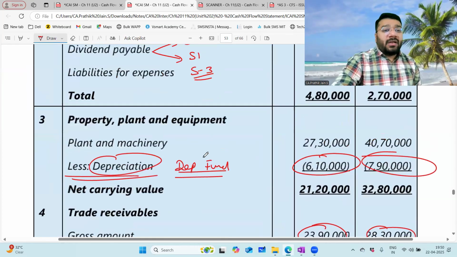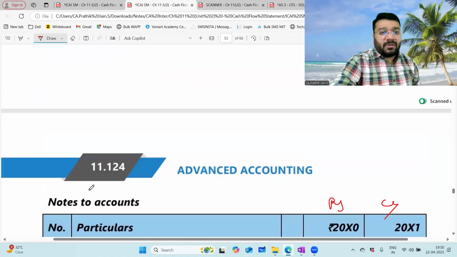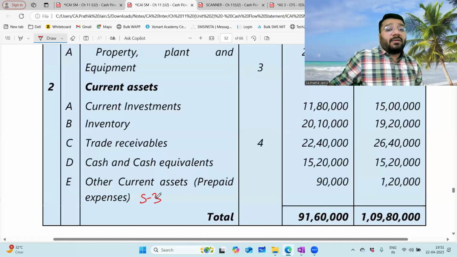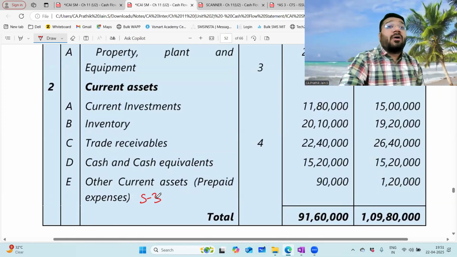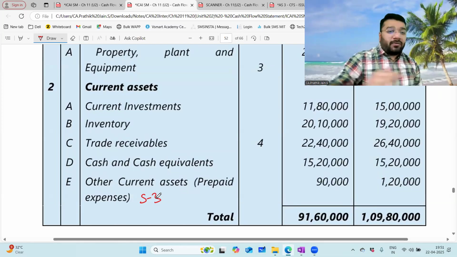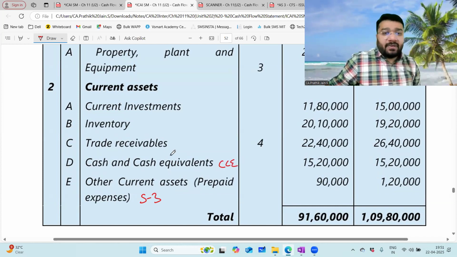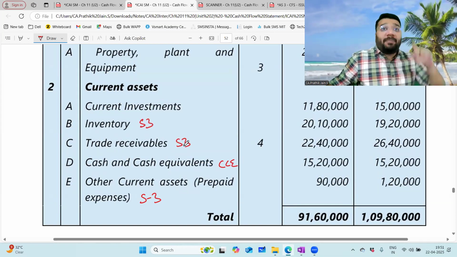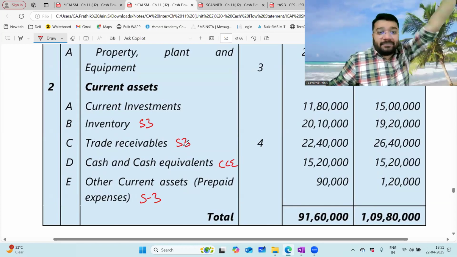Anything else? No. Now, by opening the property, plant, equipment ledger and trade receivable ledger, we get to know the other things. Other current assets have prepaid expenses. Prepaid expense is part of my operating activity, so this is operating current assets. Segment 3 I have to take care of. Cash and cash equivalent only. Trade receivable, we'll see. Inventory, segment 3. Trade receivable is segment 3, but we have to prepare the ledger because in that provision for doubtful debt also is there. So you have to open the ledger and see.